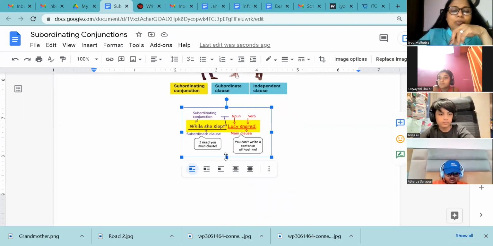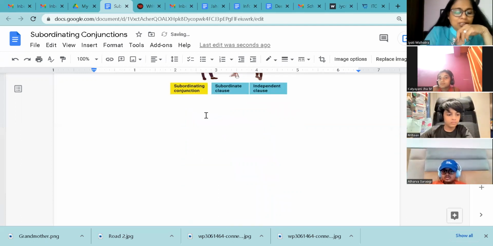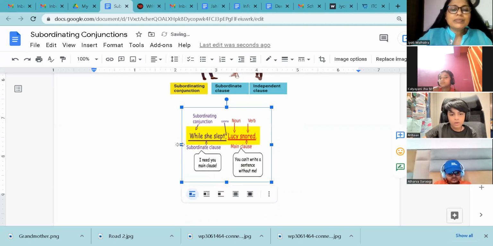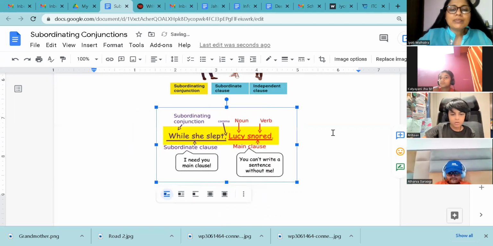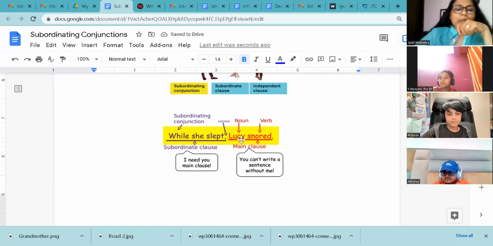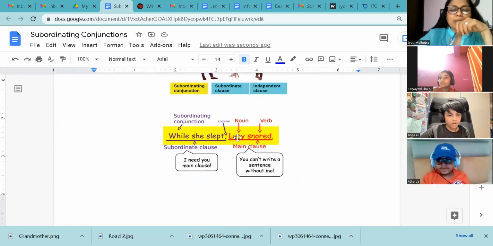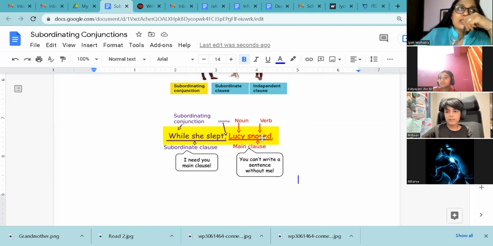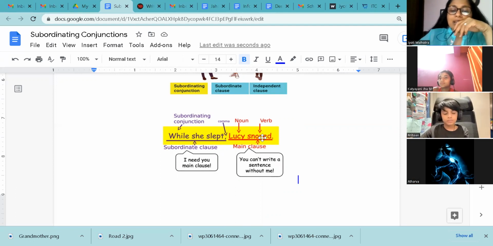Let's have a look. Arihan will read the sentence. Read this. Okay. While she slept, Lucy snored. Here, which one is the main clause, Arihan? The one in red. Please read it. Okay. Lucy snored. Now, is this a sentence complete in itself? Katyayani, is it a sentence complete in itself? Lucy snored. She walked. Tom ran. Yes, they are sentences that are complete in themselves. They have a noun and they have a verb.